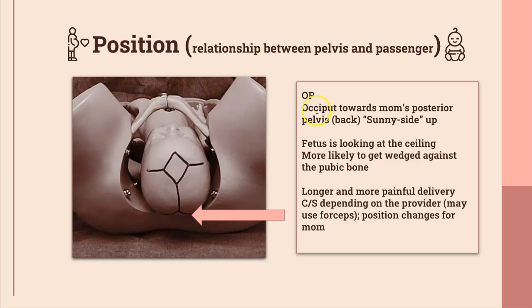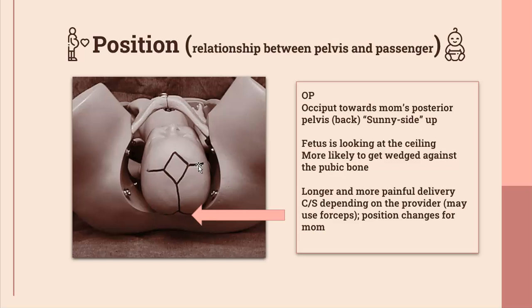So when we talk about OP, or occiput posterior, there you can see that back of that baby's head is towards the back of mom's pelvis. If you see OP, or occiput posterior, that can mean a longer and more difficult labor for mom, because it's a wider portion of the presenting part that has to navigate this maternal pelvis. So the fetus is looking at the ceiling. It's more likely to get wedged against that pubic bone. Babies can be delivered this way.